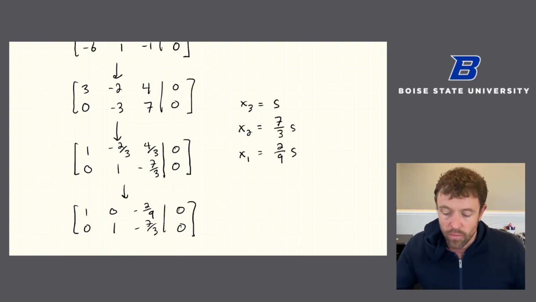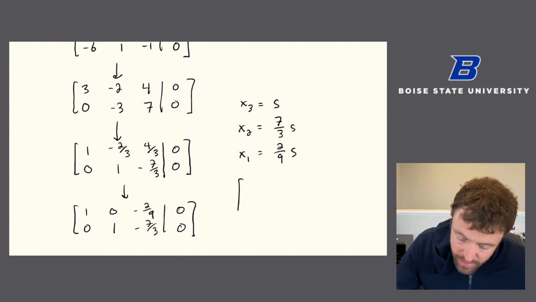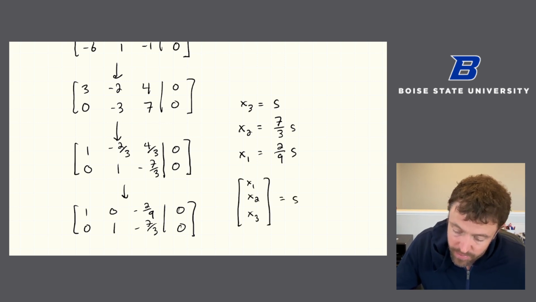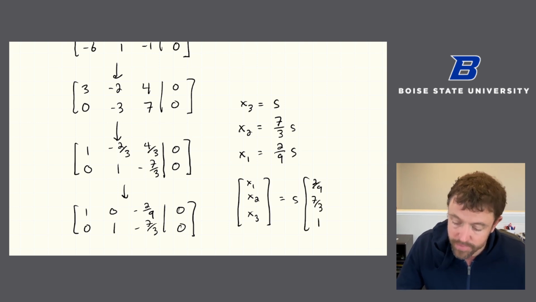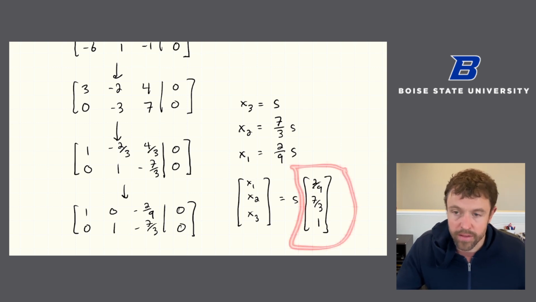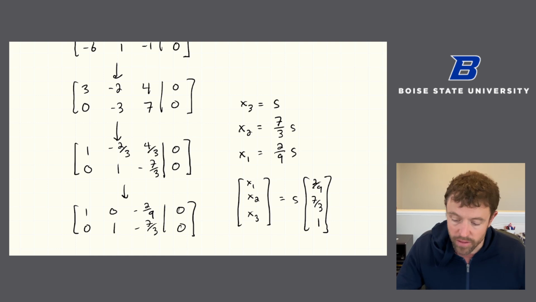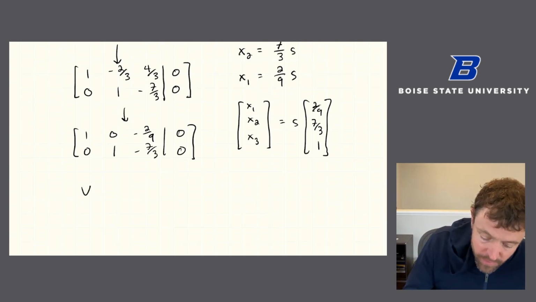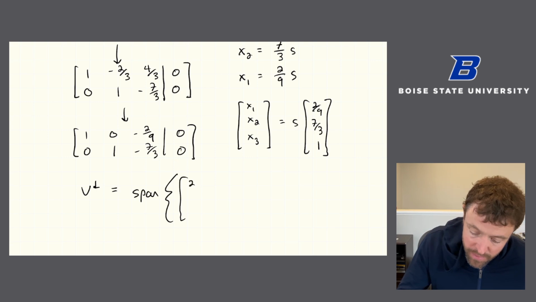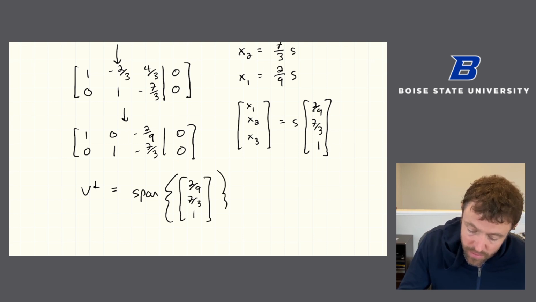Okay, and so what this gives us is that our solution set is x1, x2, x3 equals s times 2/9, 7/3, 1. And so this vector here, the set containing just that vector, is a basis for the null space. Or in other words, V perp is the span of 2/9, 7/3, 1.